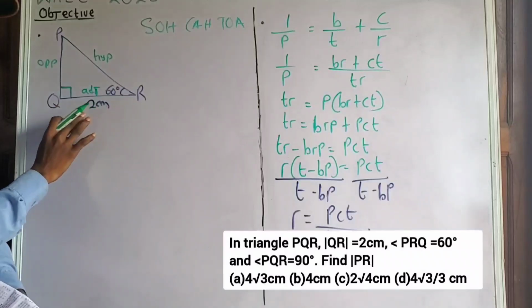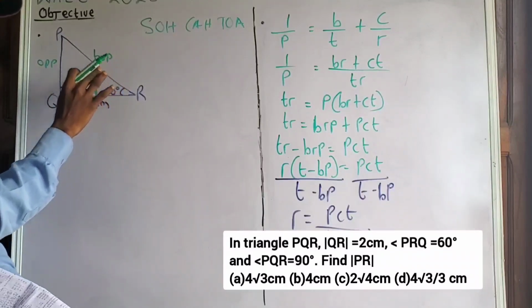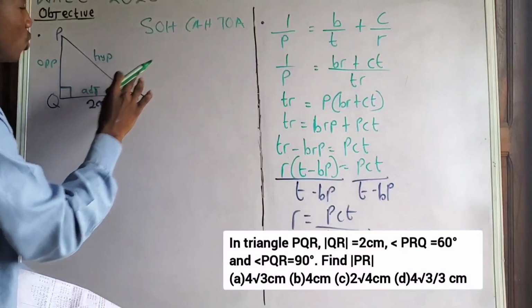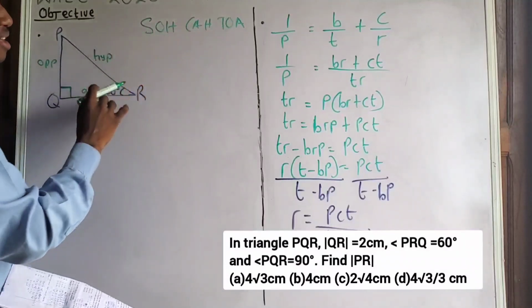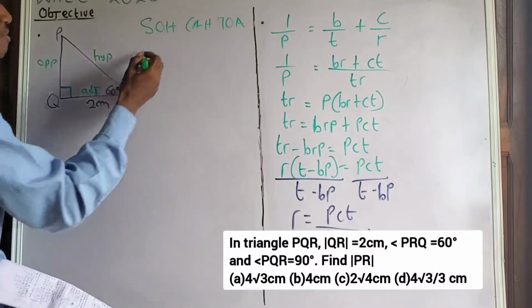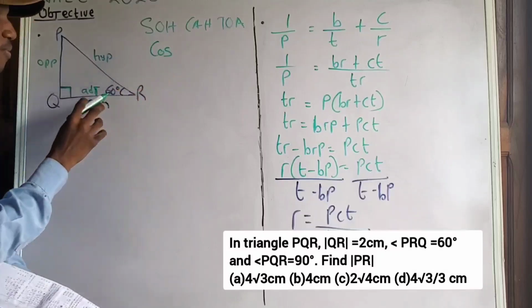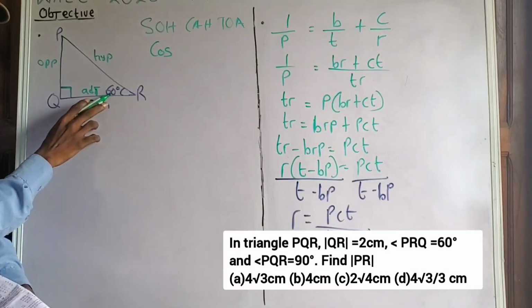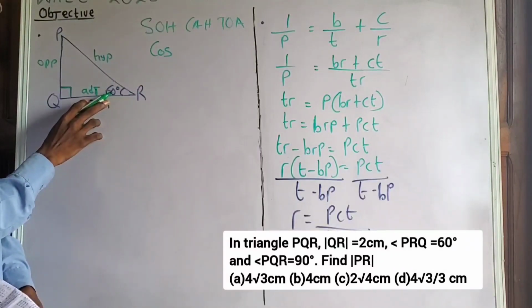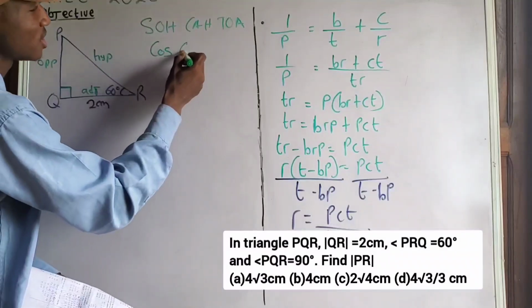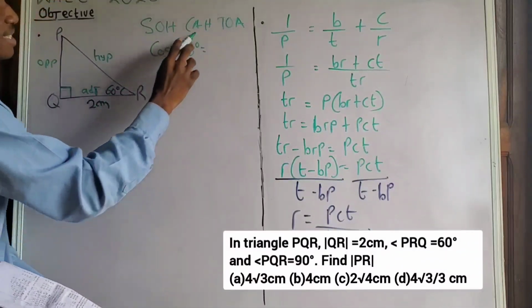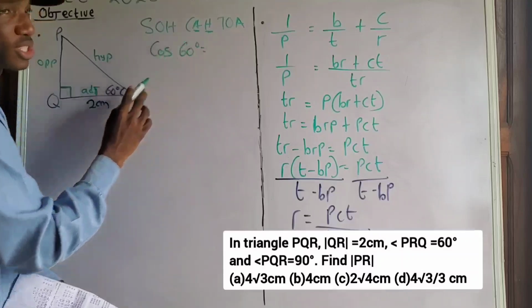Now we have been given that the adjacent is 2 centimeter. We are looking for the hypotenuse. What can we use that combines the adjacent and hypotenuse among what we have here? It is cosine. So I'm going to have the cos of the angle that we are considering. The angle that we are considering is what? 60 degrees. So the cos 60 degrees is equals to adjacent, which is A, over hypotenuse, which is H.